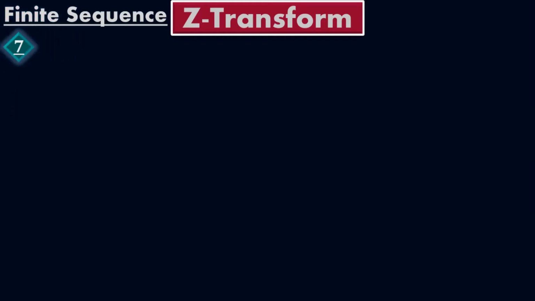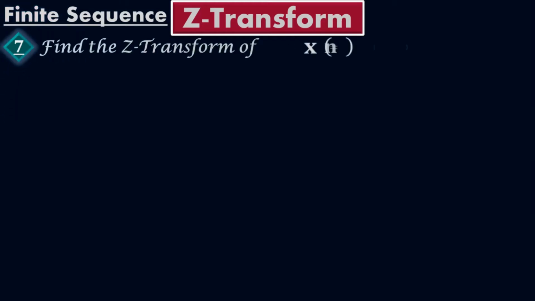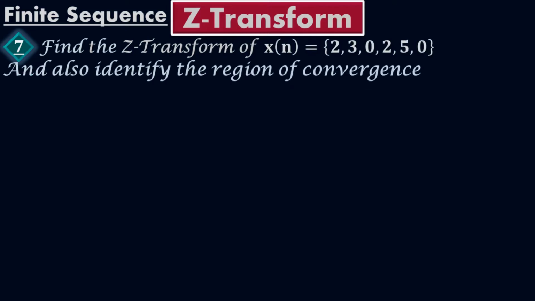Problem number 7. Find the z-transform of x of n, which is 2, 3, 0, 2, 5, 0, and then identify the region of convergence. Again here, my x of n is a finite sequence. It is a finite signal with a specific number of samples. These are the magnitudes of the samples. So I can say that x of n is a finite sequence.